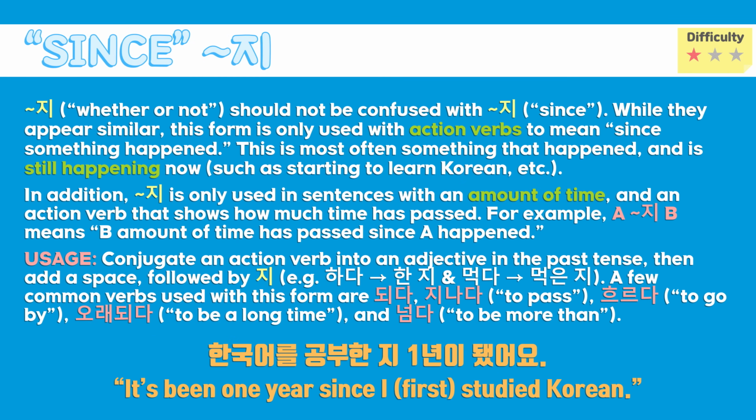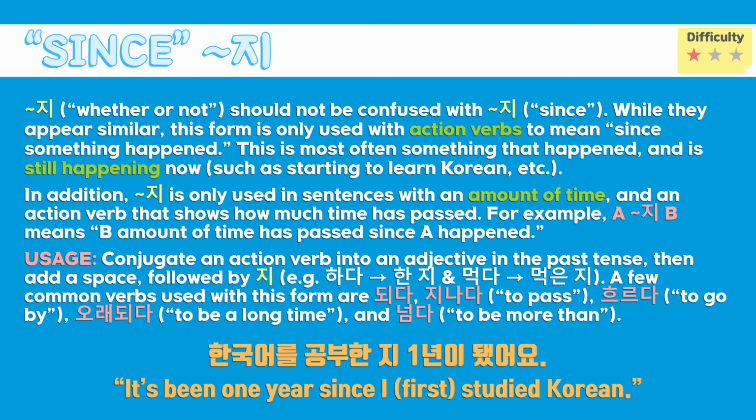지, meaning whether or not, should not be confused with 지, which means since. While they appear similar, this form is only used with action verbs to mean since something happened. This is most often something that happened and is still happening now, such as starting to learn Korean, etc. In addition, 지 is only used in sentences with an amount of time, and an action verb that shows how much time has passed. For example, A to B means B amount of time has passed since A happened.